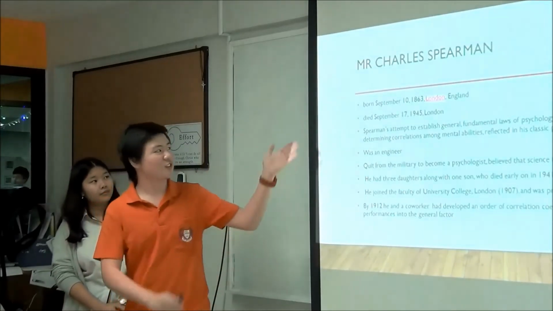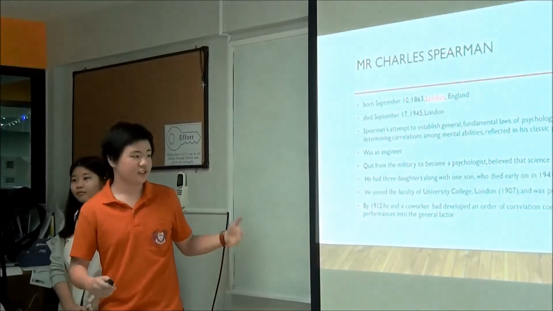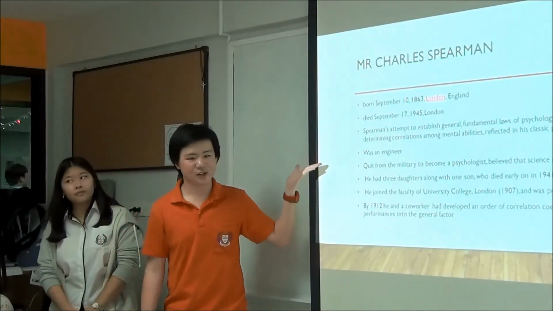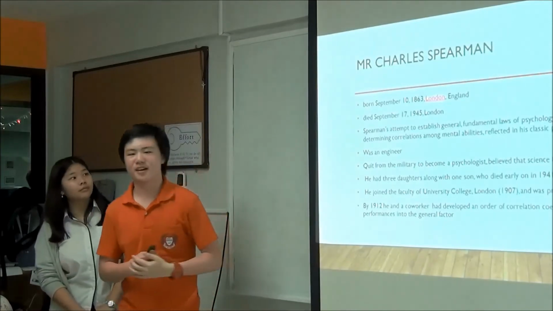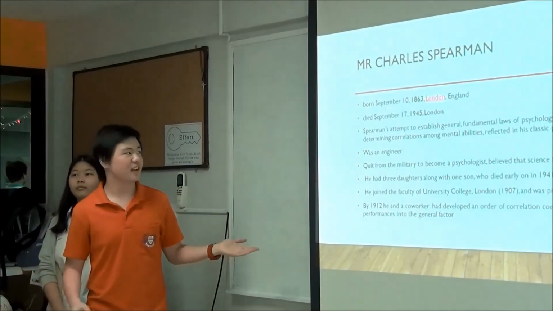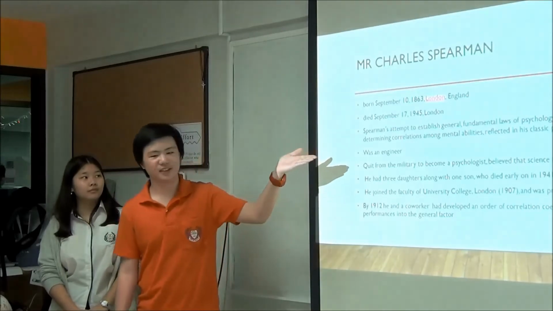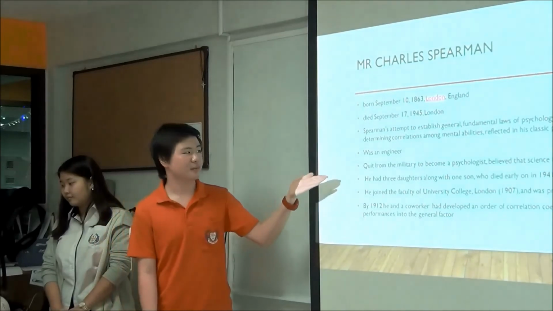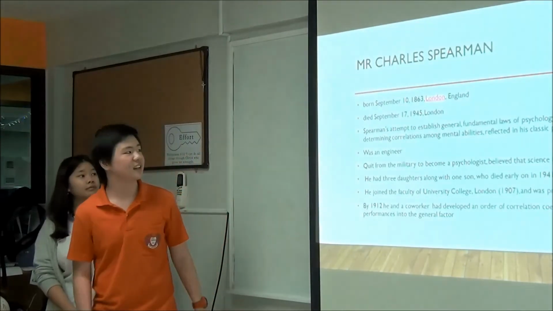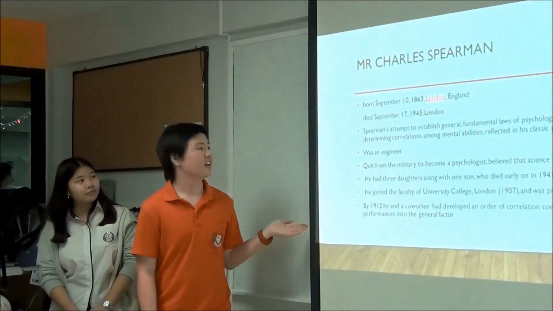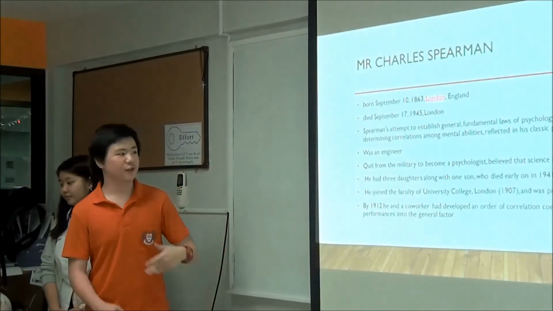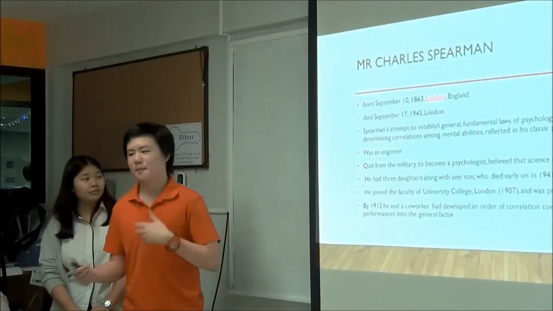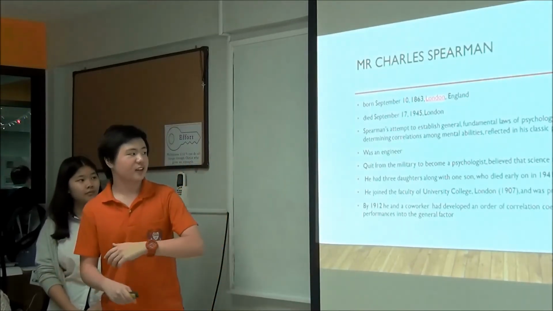So we have to thank Mr. Charles Spearman, and today I'll be talking about Charles Spearman, who created and invented that equation and how to solve this mathematically. So he was a British man. He was born on September 10th, 1863, in London, England. And sadly, he died on September 17, 1945, in London. Spearman attempted to establish the general fundamental laws of psychology. So he learned psychology, and he wanted to make it into a mathematical way to solve it.